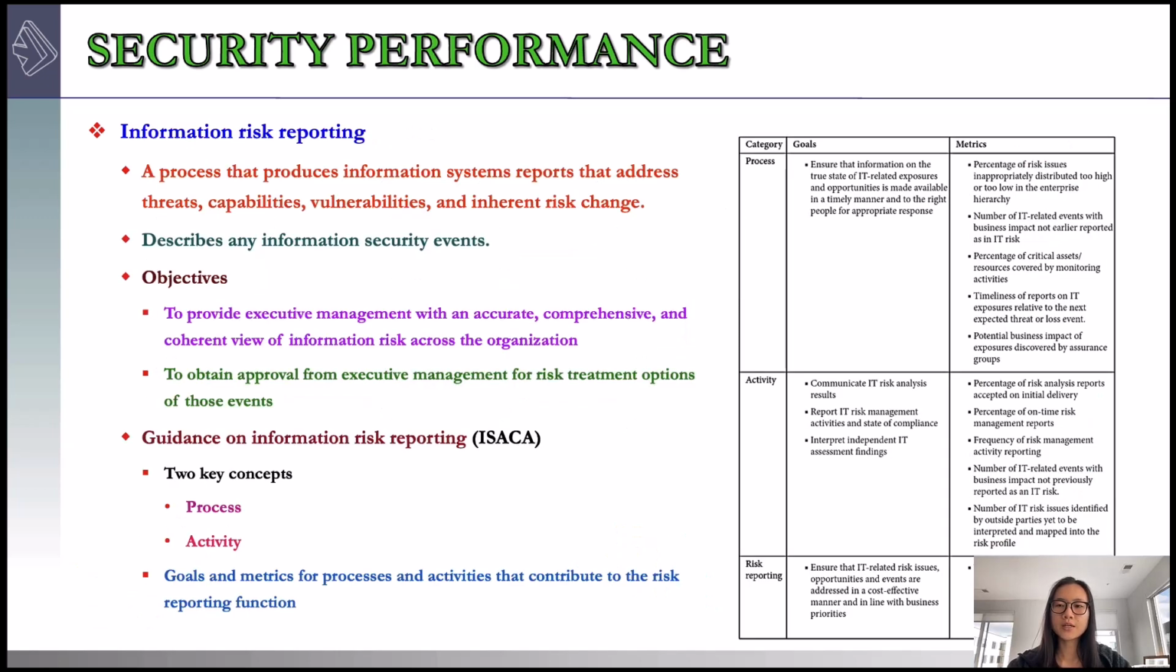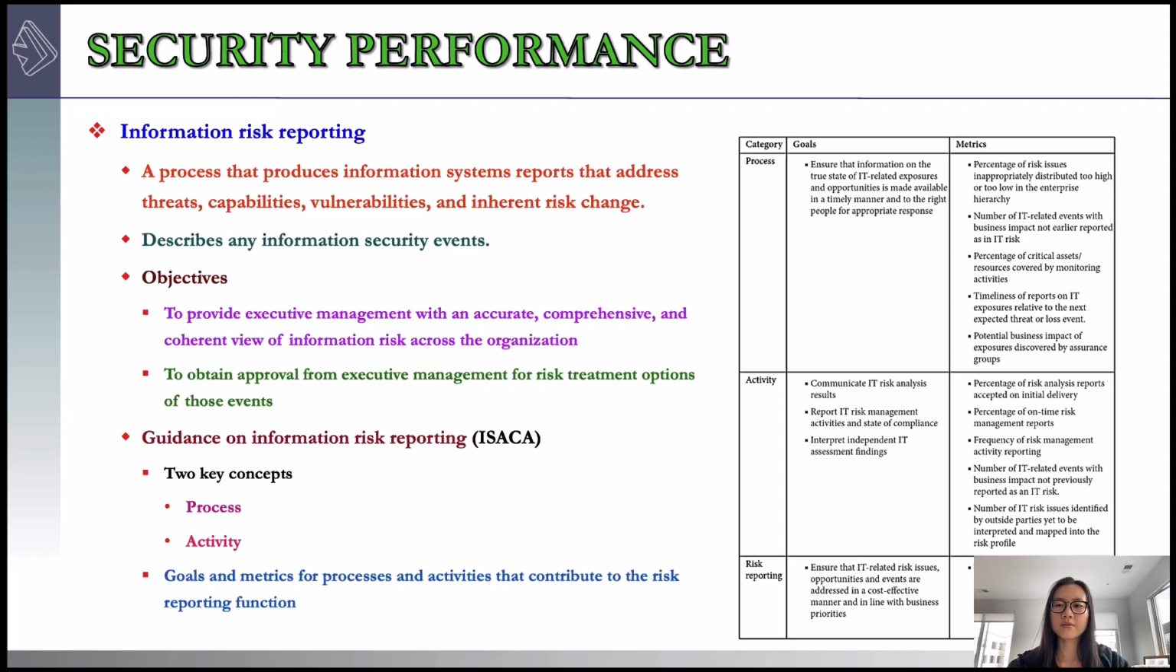Risk reporting is a process that produces information system reports that address threats, capabilities, vulnerabilities, and inherent risk changes. It describes any information security events that the organization faces and the effectiveness of management response to the event, as well as resilience in the face of these events. An organization needs to have a method for disseminating these reports to appropriate members of management.